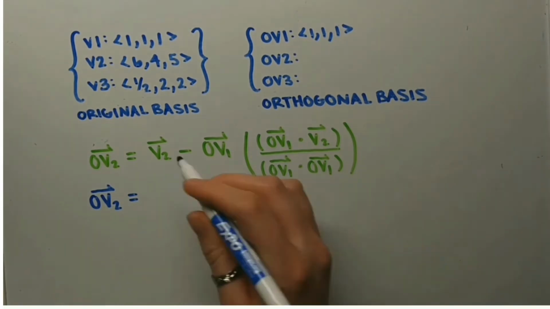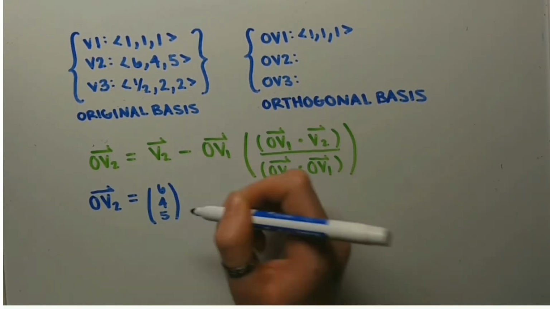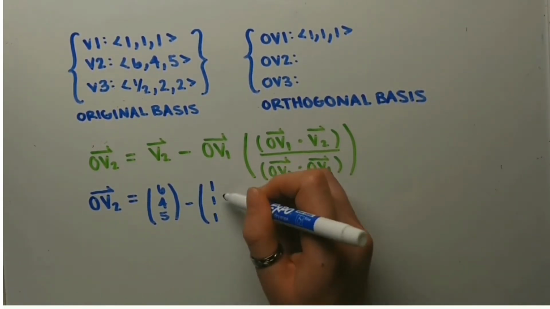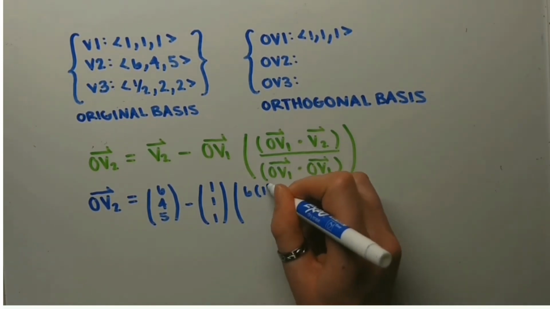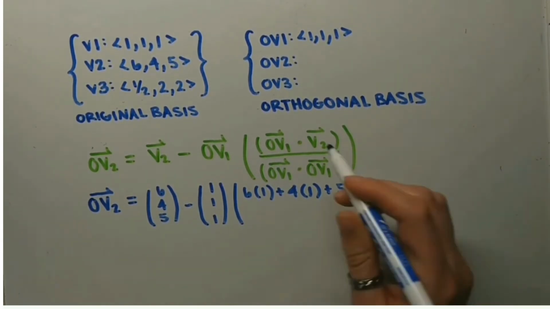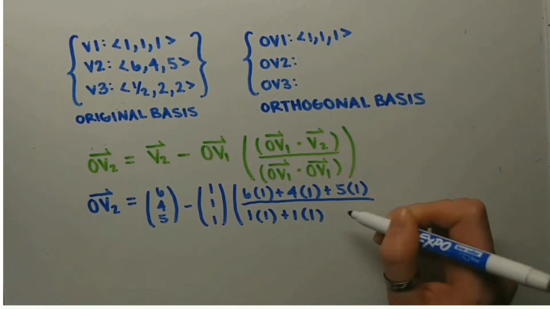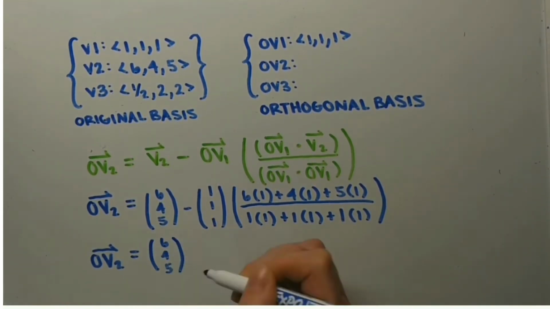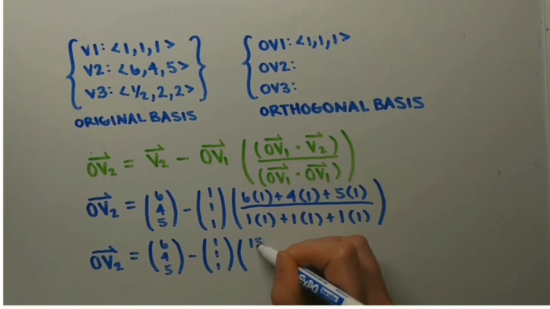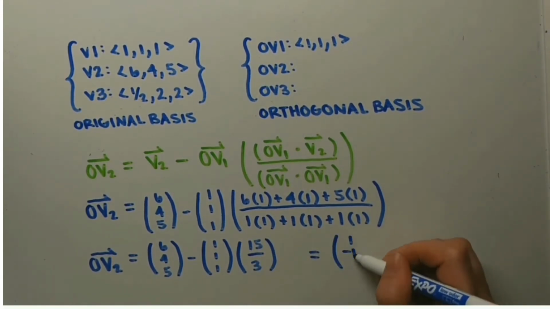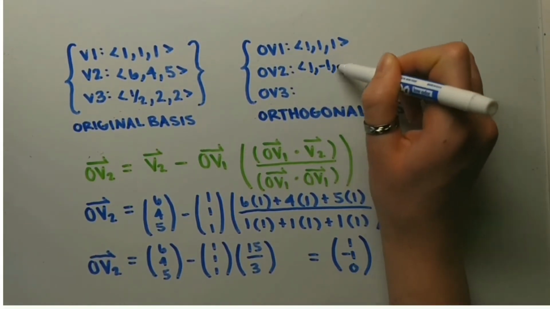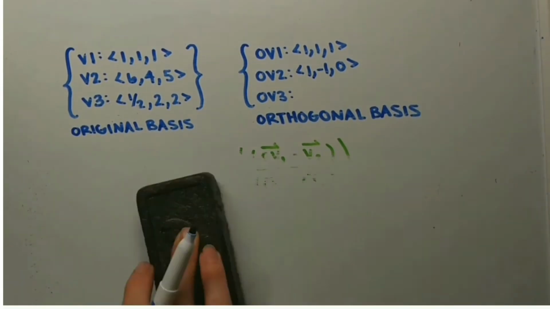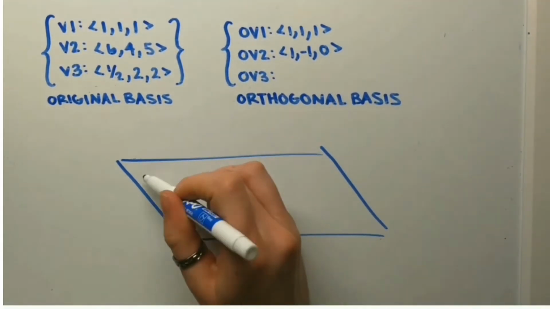Now plugging in our vectors will give the vector 6, 4, 5 minus 1, 1, 1 times the dot product of these two vectors over the dot product of 1, 1, 1 with itself. This gives the result of 1, negative 1, 0. We have now found two orthogonal vectors. For the third, we will have to draw in 3D.